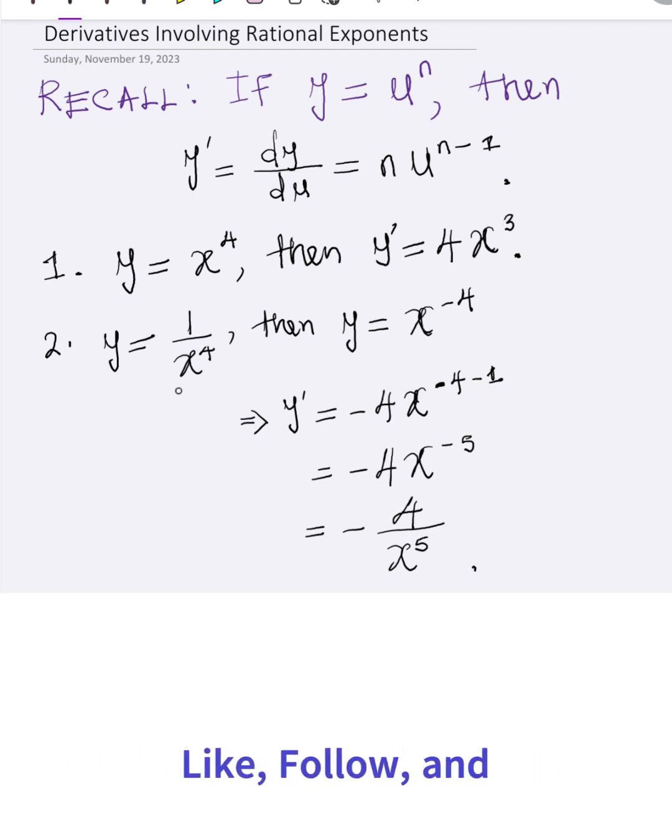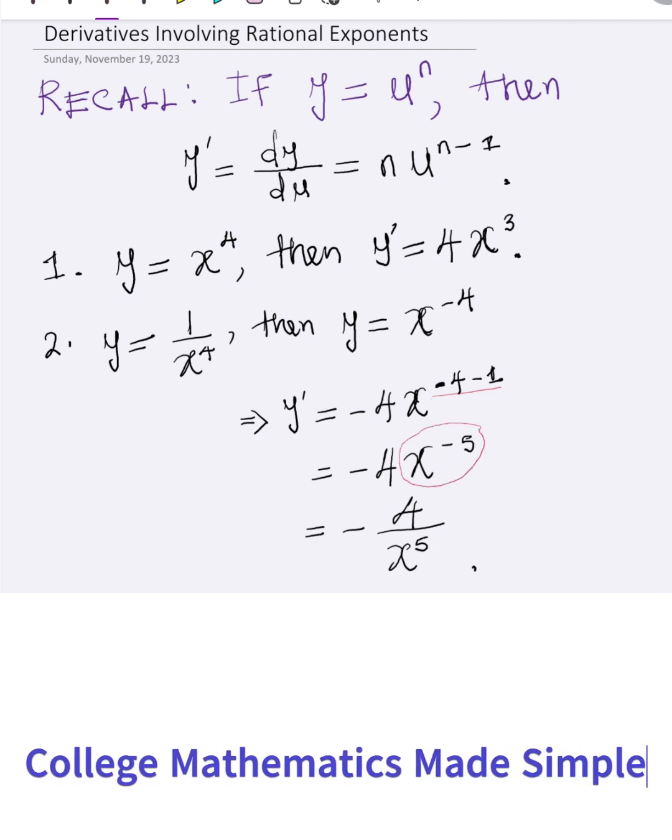Now, if y is equal to 1 over x to the power 4, we can use the laws of exponents and write this expression as y is equal to x to the power negative 4. Now, for its derivative, we drop the power, which is negative 4, and reduce the power by 1. So negative 4 minus 1 is negative 5. So you have negative 4x to the power negative 5. But remember, we can rewrite x to the power negative 5 as 1 over x to the power 5. So therefore, the derivative of 1 over x to the power 4 is equal to negative 4 over x to the power 5.